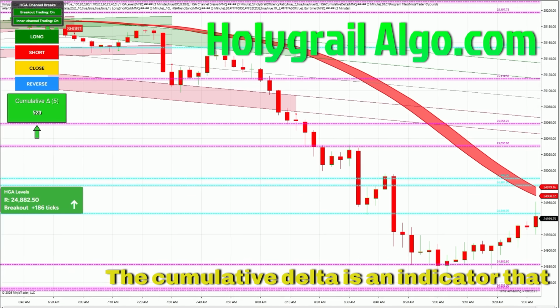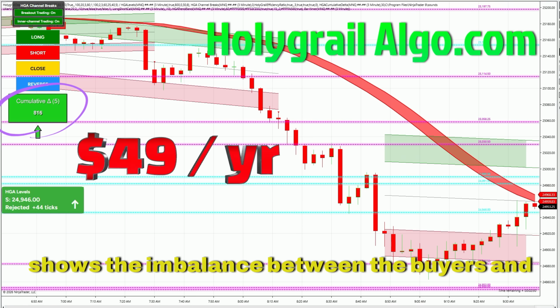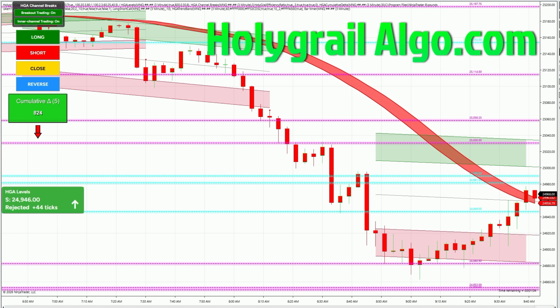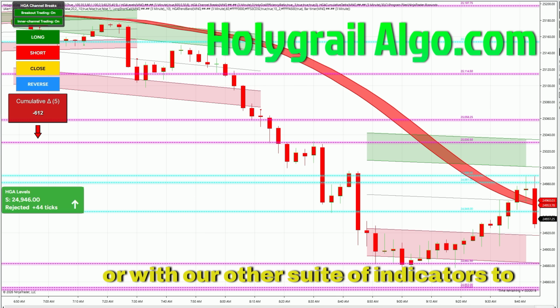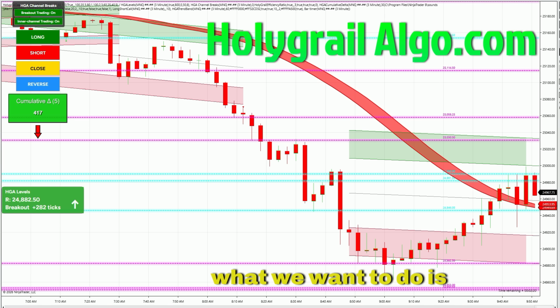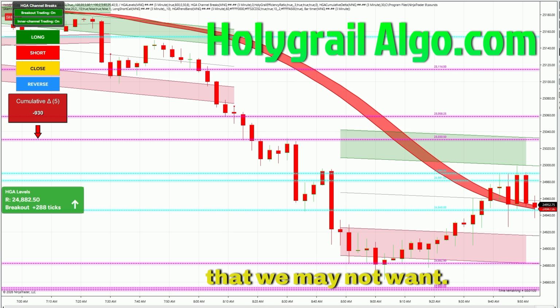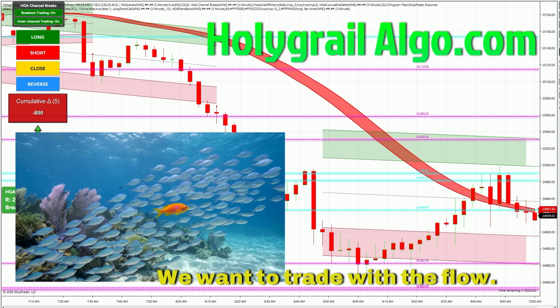The cumulative delta is an indicator that shows the imbalance between the buyers and the sellers in the market. So the cumulative delta acts as a filter, which you can use with your trading style or with our other suite of indicators to make a full trading system. So what we want to do is use this as a filter to filter out trades that we may not want. So we want to trade with the other traders, not against them. We want to trade with the flow.